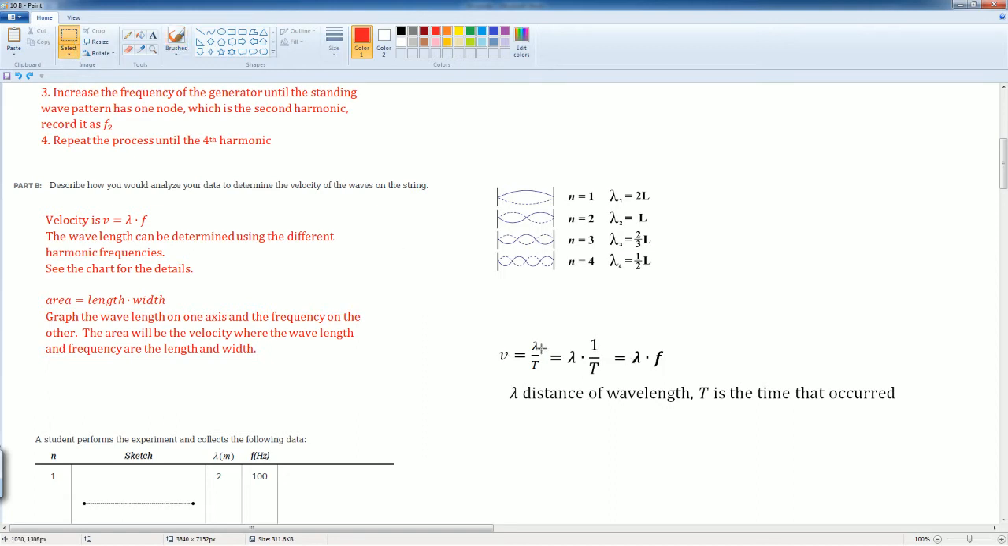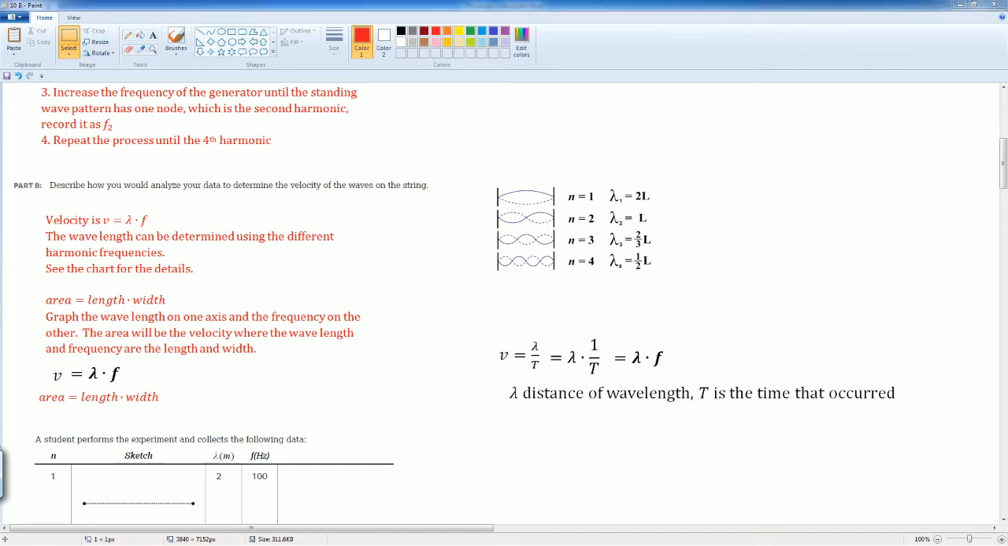What do I mean by that? If you take a look here, do you see how velocity is just equal to lambda times frequency? This behaves exactly like the area formula. Boom. All you do is you graph the wave's length on one axis and the frequency on the other. The area would be the velocity, where the wavelength and frequency are the length and width. There you go. There's ways for you to get it using slope here, but the area is the easiest way of doing it.